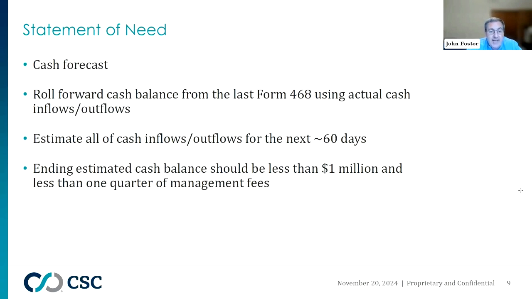So at the end of this 60-day forecast, the SBA wants to see that your expected cash amount 2 months from now is going to be either less than $1 million or less than 1/4's worth of management fees, so that the SBA doesn't see you as over borrowing.